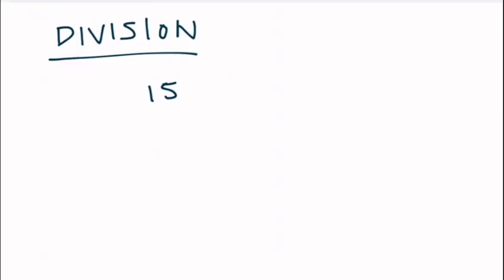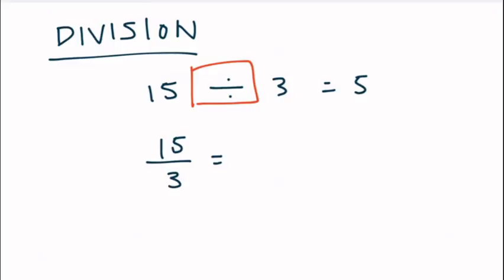15 divided by 3 equals 5. So this funky sign right here is division. 15 divided by 3 equals 5. And this fraction form is also division. And some people like to rewrite that as 15/3 equals 5. So just keep in mind that these are all the same.